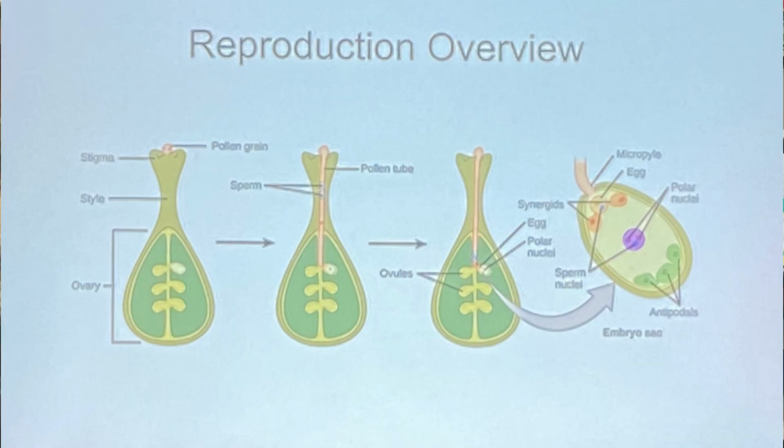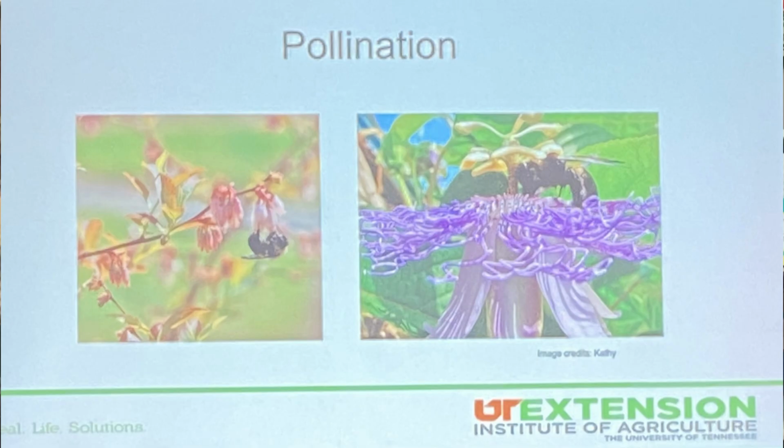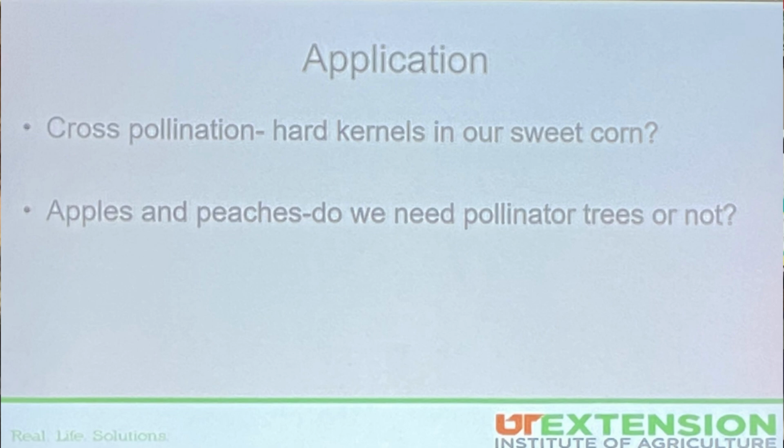Here's a picture of a reproduction overview. That just looks like a seed. I won't get too into that. Pollination, application. Cross-pollination: hard kernels in our sweet corn, apples, and peaches. Do we need pollinators, trees, or not?